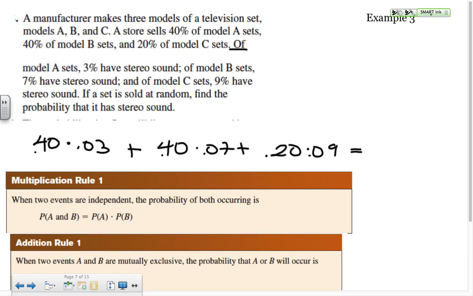All right. So if I were to add all those up, I would get 0.058, which means I have a 5.8% probability that if I were to select a television at random, it would have stereo sound.